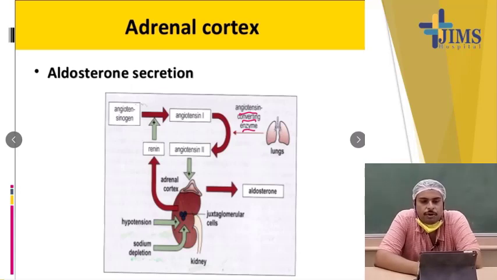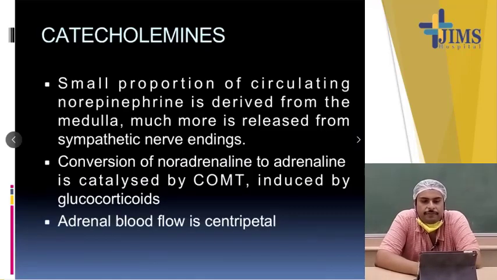Catecholamines: a small portion of circulating norepinephrine is derived from the medulla. As I told you, it consists of epinephrine and norepinephrine. And regarding the norepinephrine, much more is released from the sympathetic nerve endings than from the medulla.